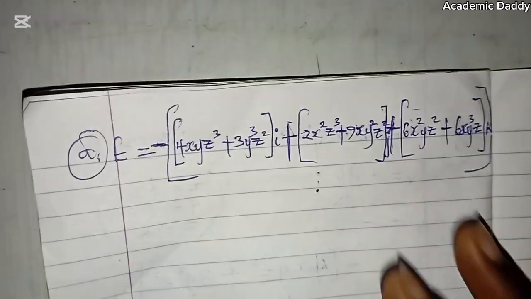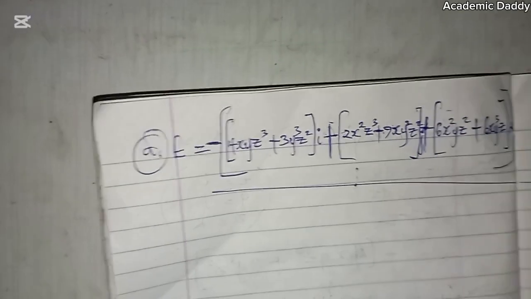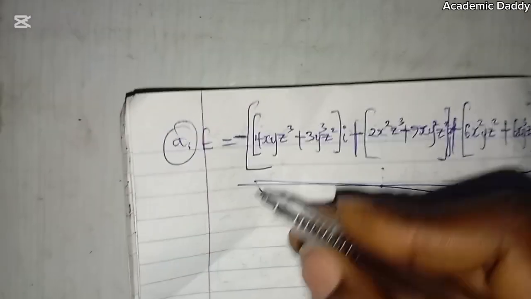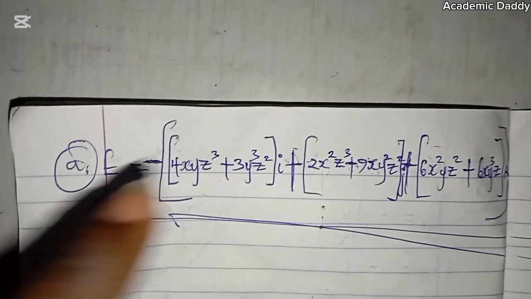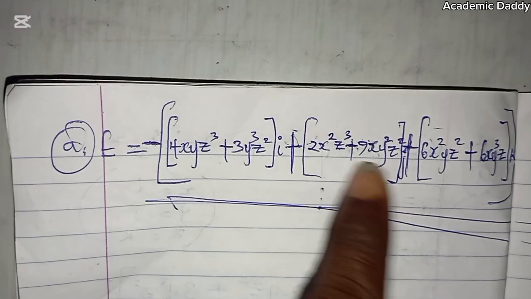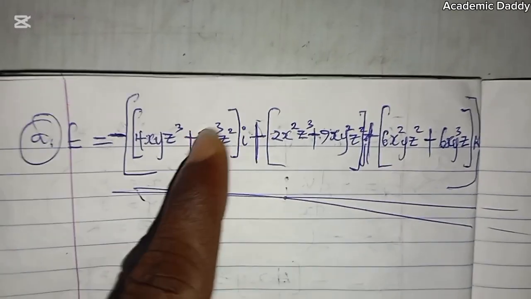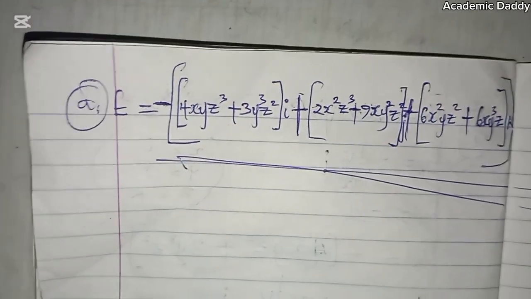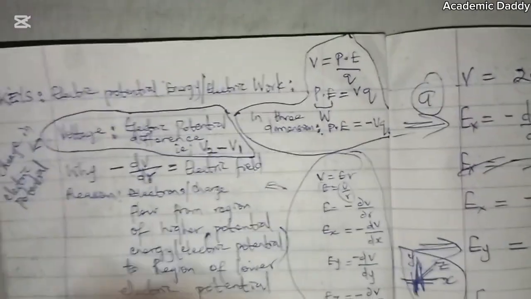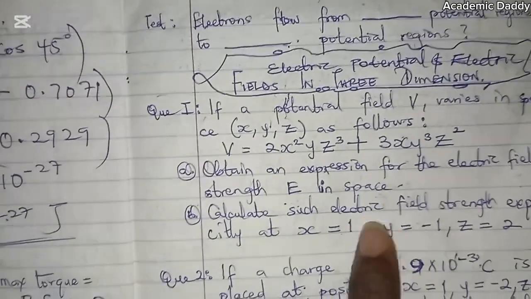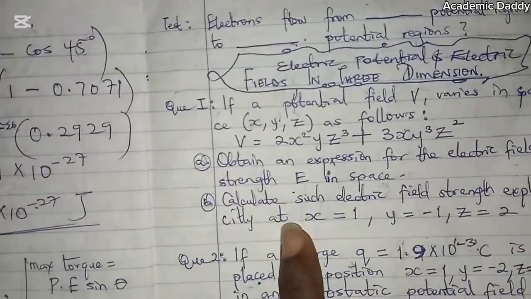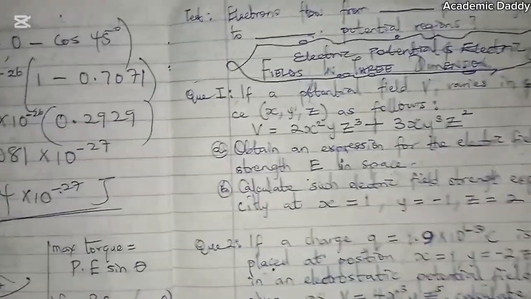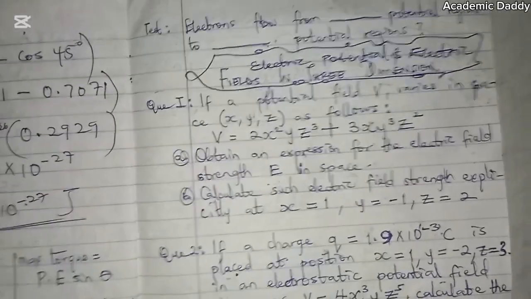So there you have it. That is for A. So this is the answer to A. The electric field. This is it in space. So for the X, for the Y, and for the Z. So I, J, K. So showing that is a vector. So for the B part now, B part of the question says calculate such electric field explicitly at x equals to 1, y equals to -1, and z equals to 2. It's just like when you do functions.